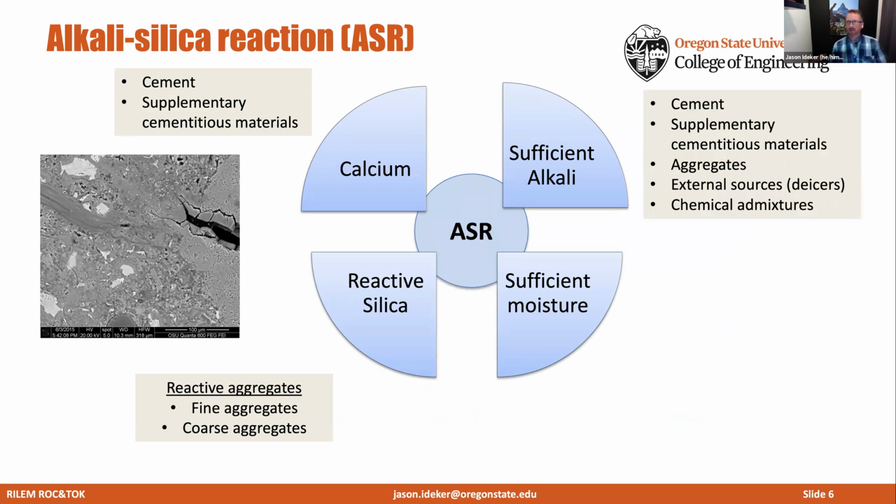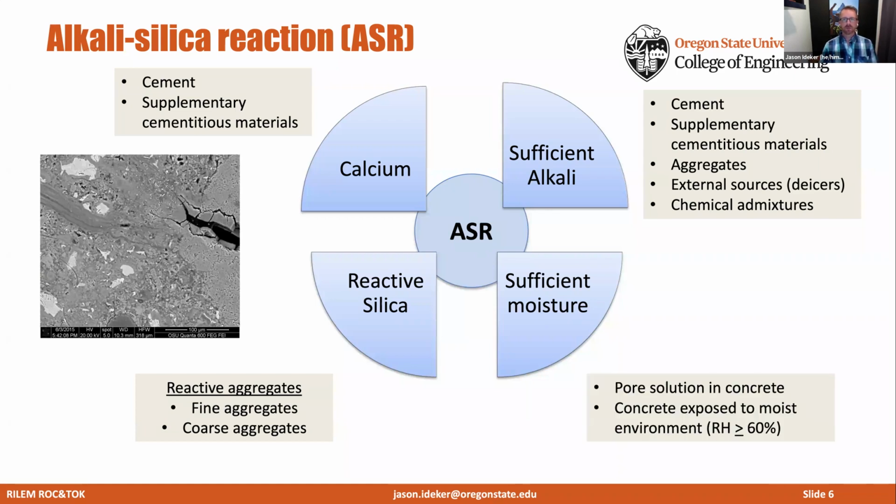You also need alkalis to be present. Again, this mainly comes from the cement, but also can be contributed by supplementary cementitious materials. It can be contributed by aggregates, external sources such as de-icing chemicals, and chemical admixtures as well. And then you need sufficient moisture.